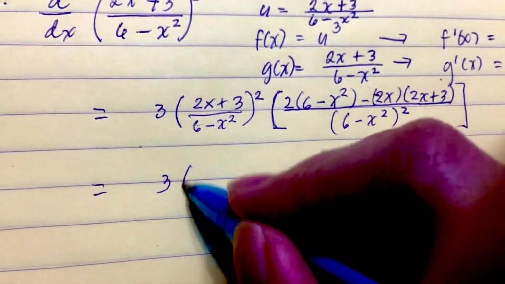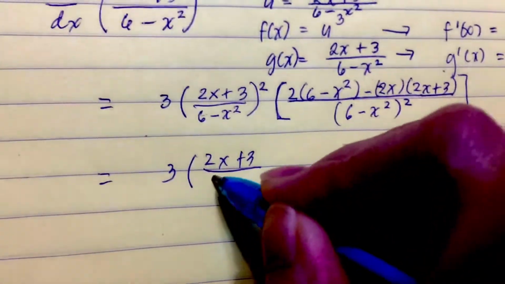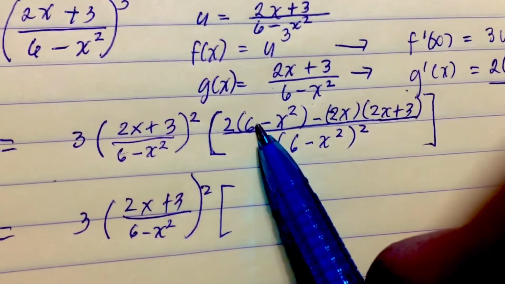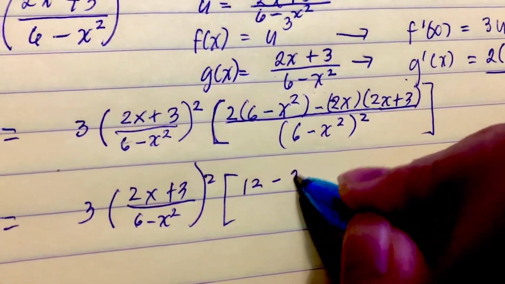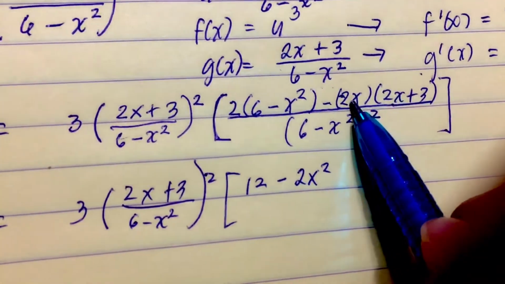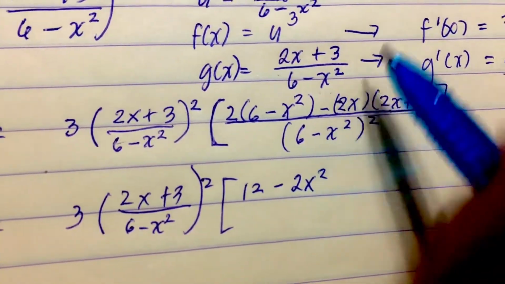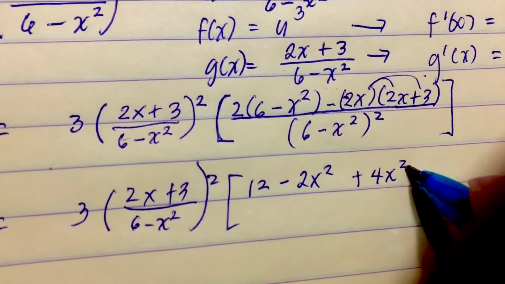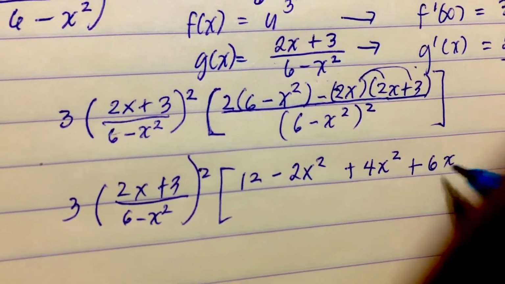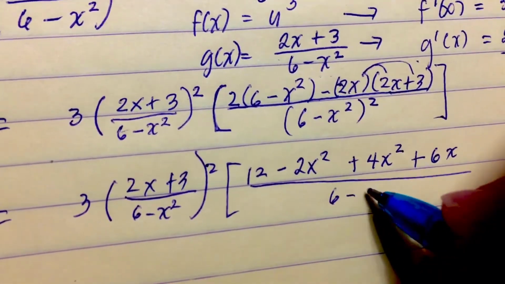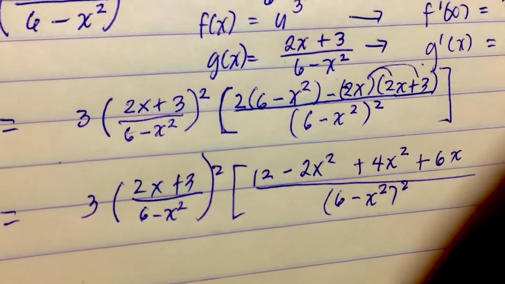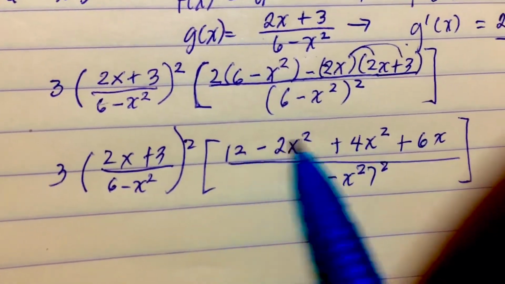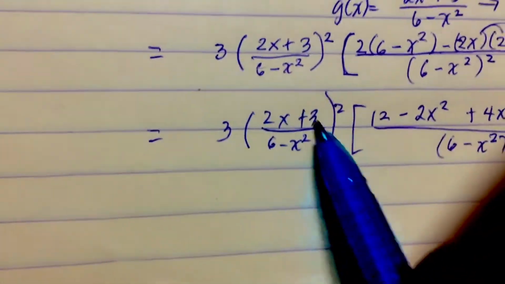So we have to copy the first, and this one will be 2 times 6 is 12 minus 2x squared. Then this is negative, then negative, so that is positive, then distributive property. So plus 4x squared plus 6x, all over the square root of 6 minus x squared. Okay, then combine like terms of your numerator here, but this one we're going to copy.